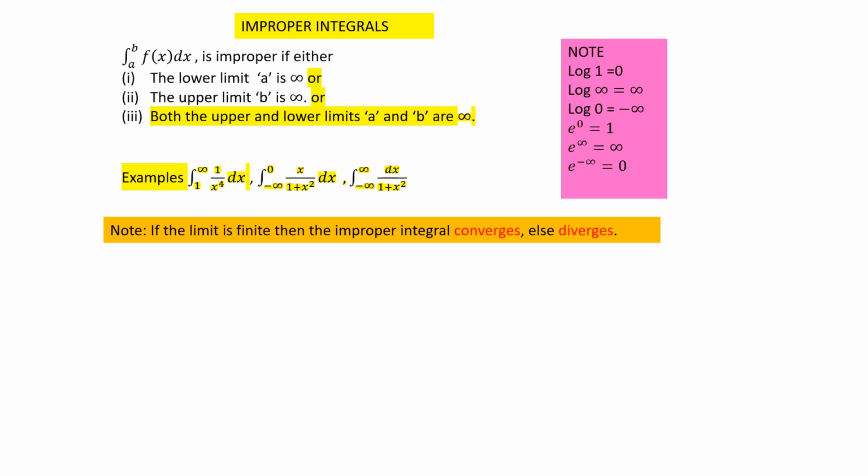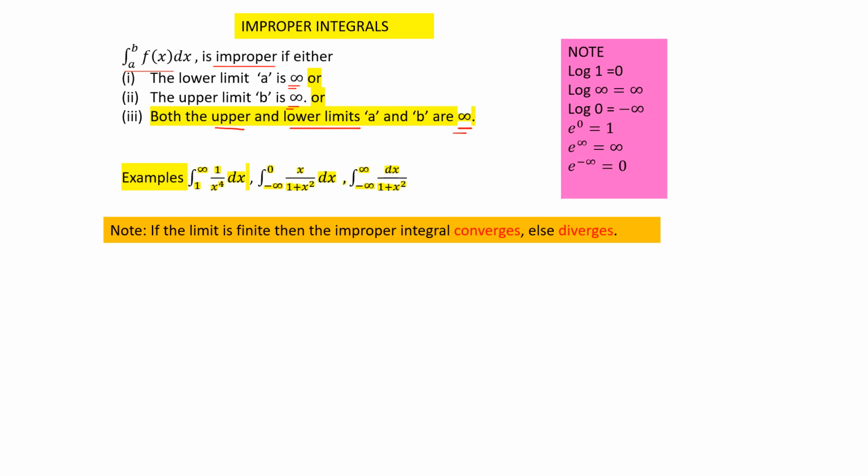In this video, I am going to talk about the improper integrals. We have the integral from a to b of f of x dx. If I say this integral value is improper, then we have three cases. Either the lower limit of the integral is infinity, or the upper limit of the integral is infinity, or both upper and lower limits of the integral are infinity. So there will be three cases.